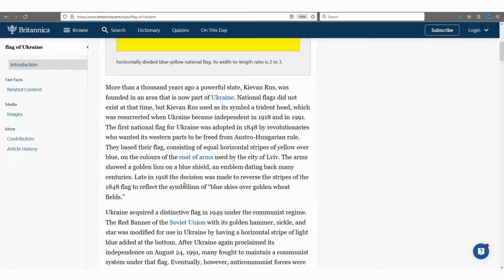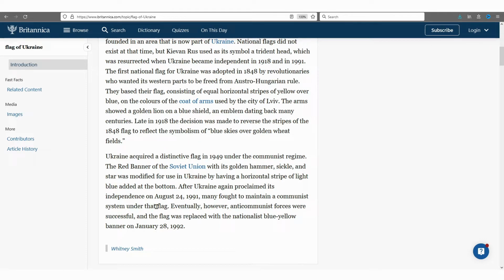Late in 1918, the decision was made to reverse the stripes of the 1848 flag to reflect the symbolism of blue skies over golden wheat fields. This is the symbolism of the flag. The blue represents skies and the yellow represents the golden wheat fields. And in the second paragraph, it talks about the flag that was used during the communist era. We'll be taking a look at those flags later as well.